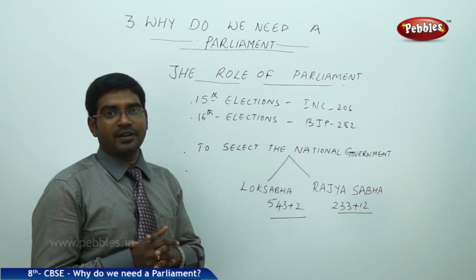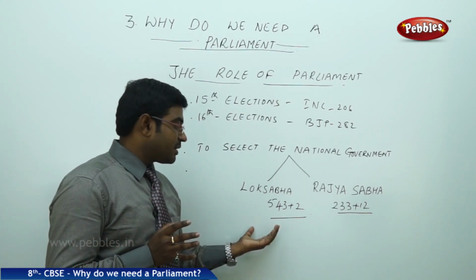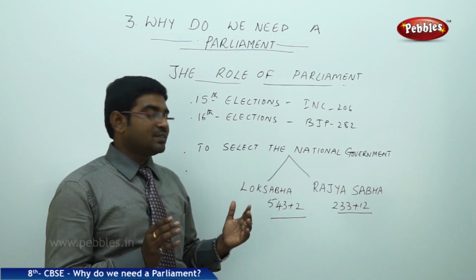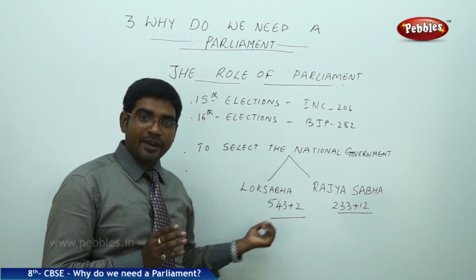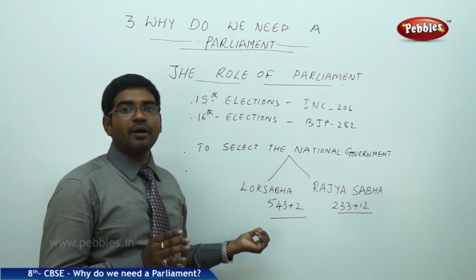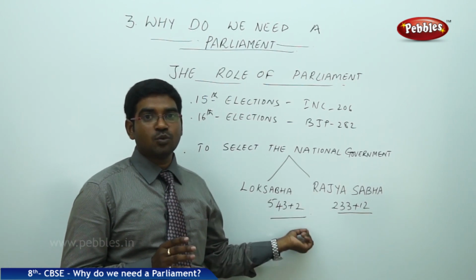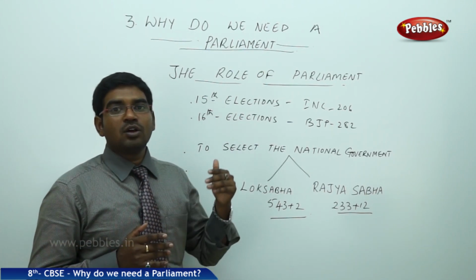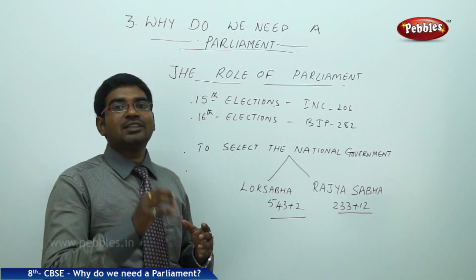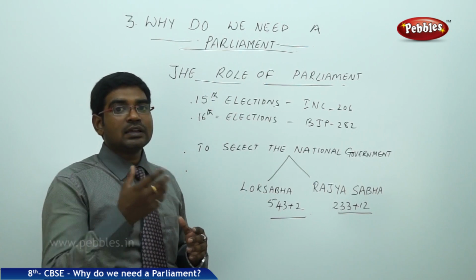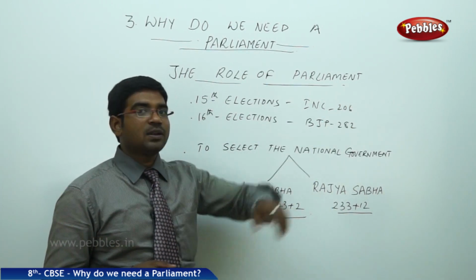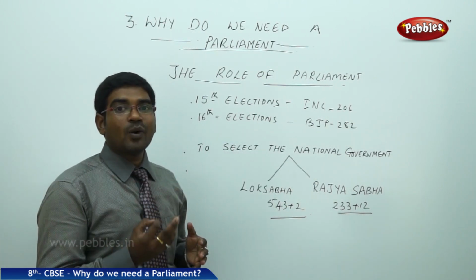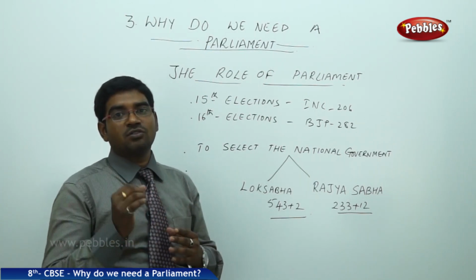A political party needs more than 50% of the seats, that is 543 plus 2 by 2, which is 545 by 2, giving you 272 plus 1. So you should have at least 272 seats or one more than that. Only then can that political party form the government. In the 15th general elections, the Indian National Congress could not get the required number, the magical figure, to form the government.